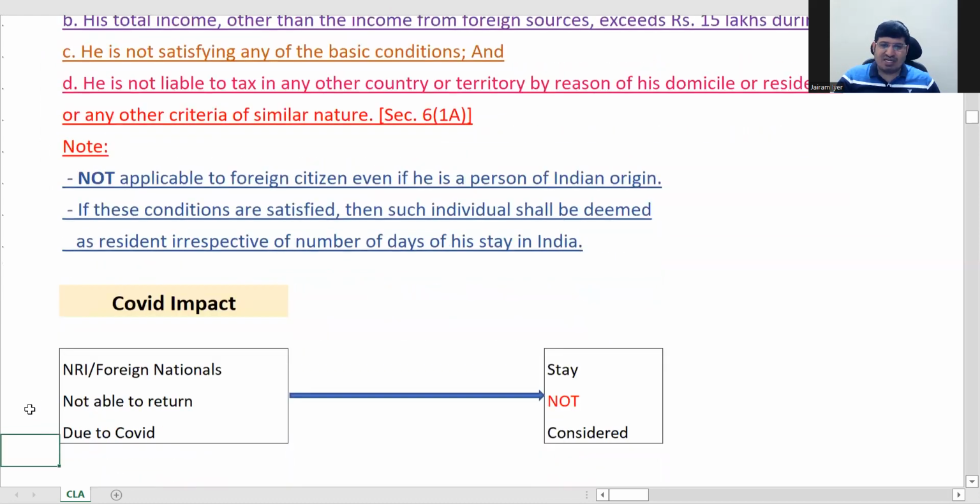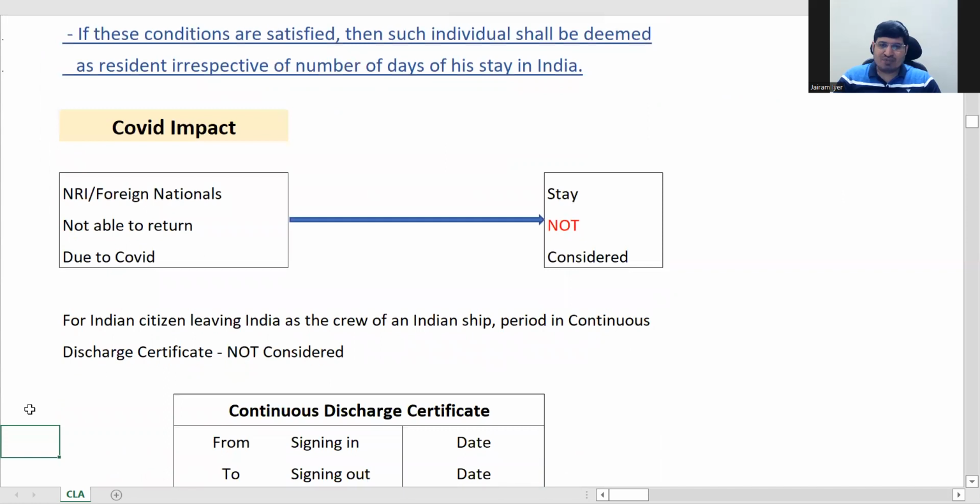We will continue from here in tomorrow's class. I just wanted to start this a bit because we were a little behind schedule. Today we had to do the whole of residential status. But I think by the time we complete house property, we'll come back on schedule.